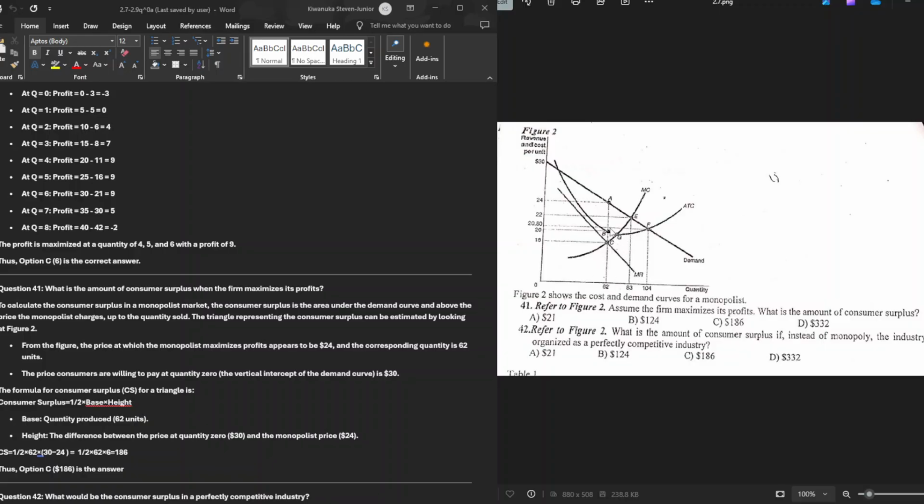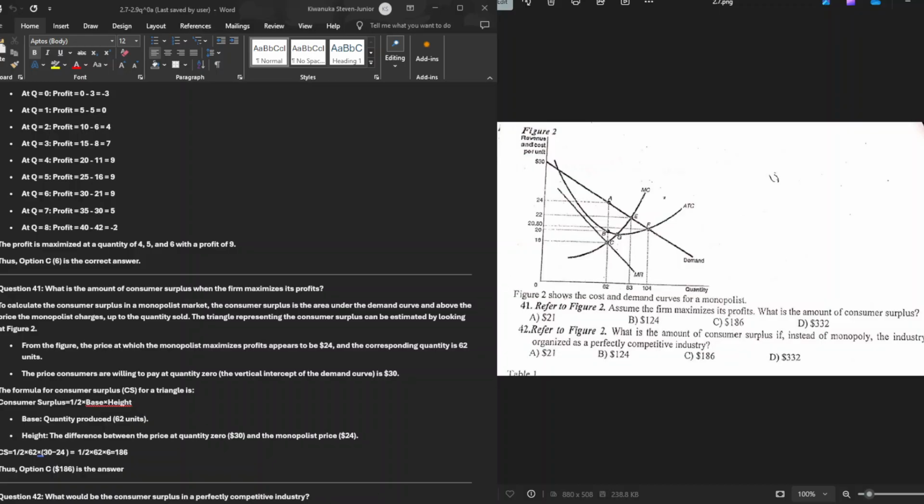So now you look at here, you look at this point 62, consider point A, and the price is 24. Consider 83, and the price is 22. And then we consider 104, and the price is 20.08. So from the figure, the price at which the monopolist maximizes profit is 24, if you look very well, corresponding to quantity 62 in units.